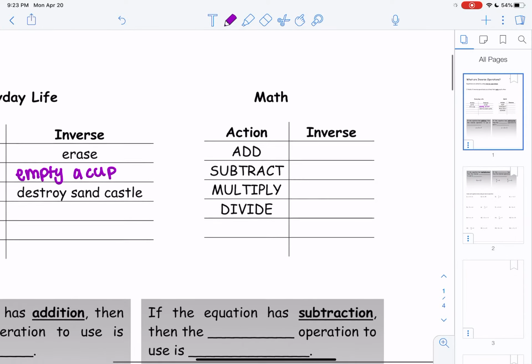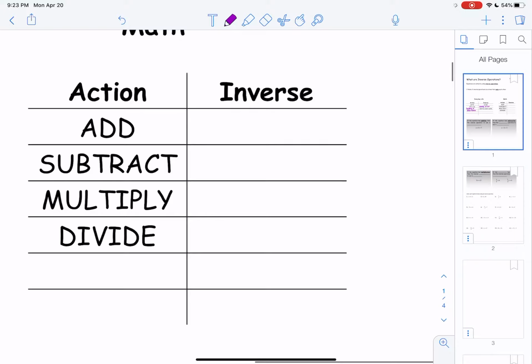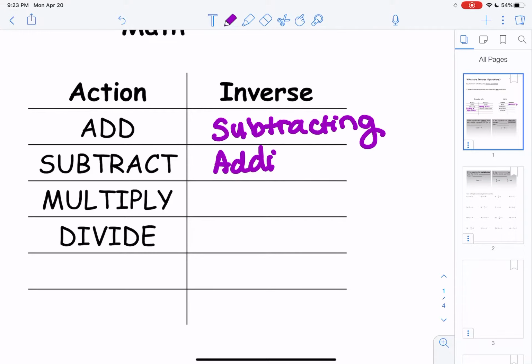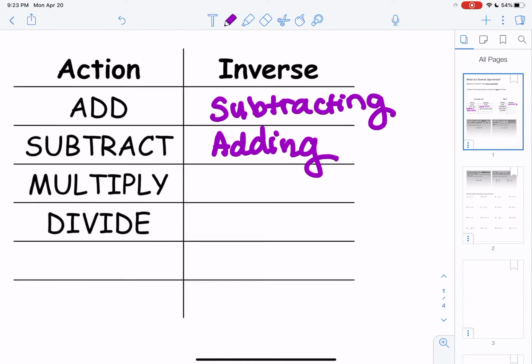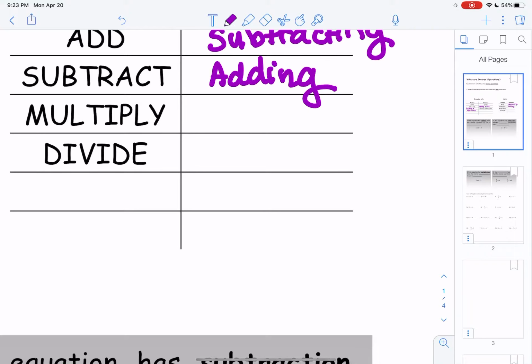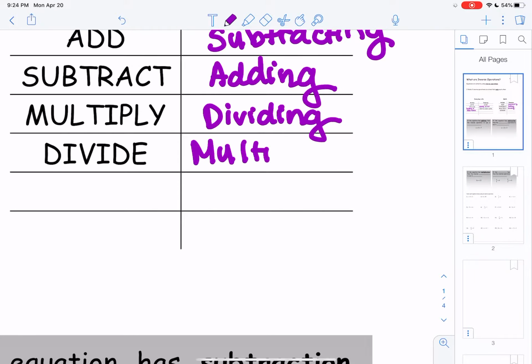So now let's look at math stuff. What undoes adding? What's the inverse? Subtracting. What is the inverse of subtracting? Adding. What is the inverse of multiplying? Dividing. What is the inverse of dividing? Multiplying.